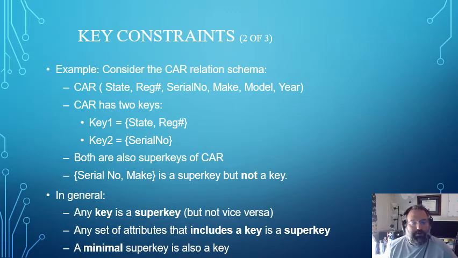Examples: consider the CAR relational schema: CAR(State, Registration number, Serial number, Make, Model, Year). CAR has two keys. Key 1 is State and Registration number. Key 2 is Serial number. Both are also superkeys of CAR. Serial number and Make is a superkey, but not a key. In general, any key is a superkey, but not vice versa. A set of attributes that includes a key is a superkey. A minimal superkey is also a key.